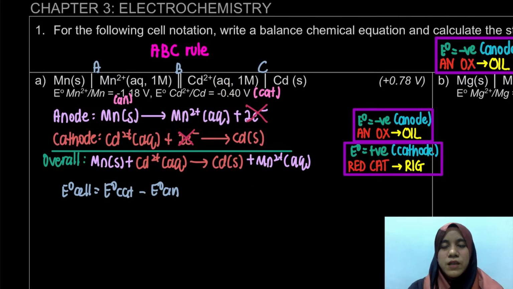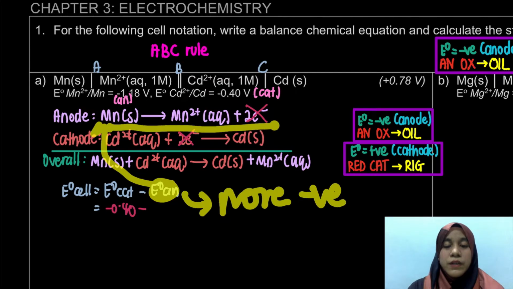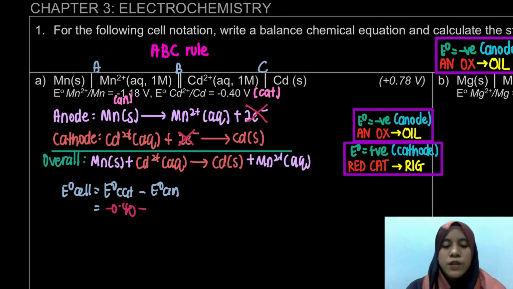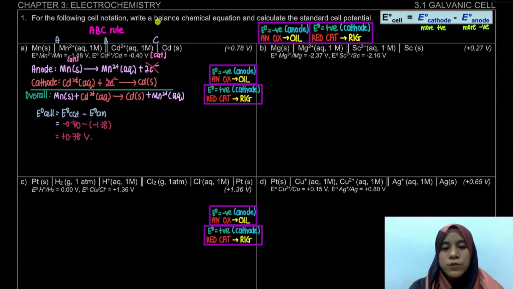So the value is negative 0.4, minus the anode, which is actually my manganese. It is more negative. So when we check the value, it is more negative. So we have a cross check. So you know that the value is 0.78 volt. So this is actually the second question. Okay, so that is for question A. So we have answered both of the questions.